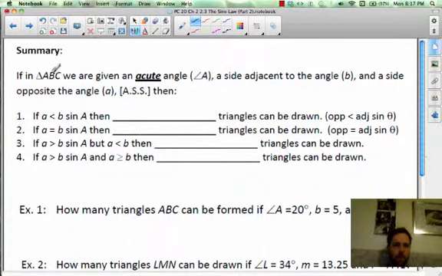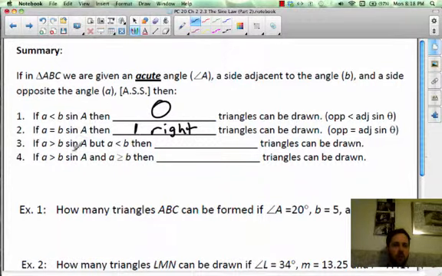So here's your summary. So if in ABC we're given an acute angle, so less than 90 degrees, angle A, a side adjacent, which is side B, and a side opposite, which is side A. So this is the ASS case. If A is less than B sine A, 0 triangles can be drawn. If A equals B sine A, then 1 triangle can be drawn, and it's a right triangle. So 1 right triangle, and that's it.